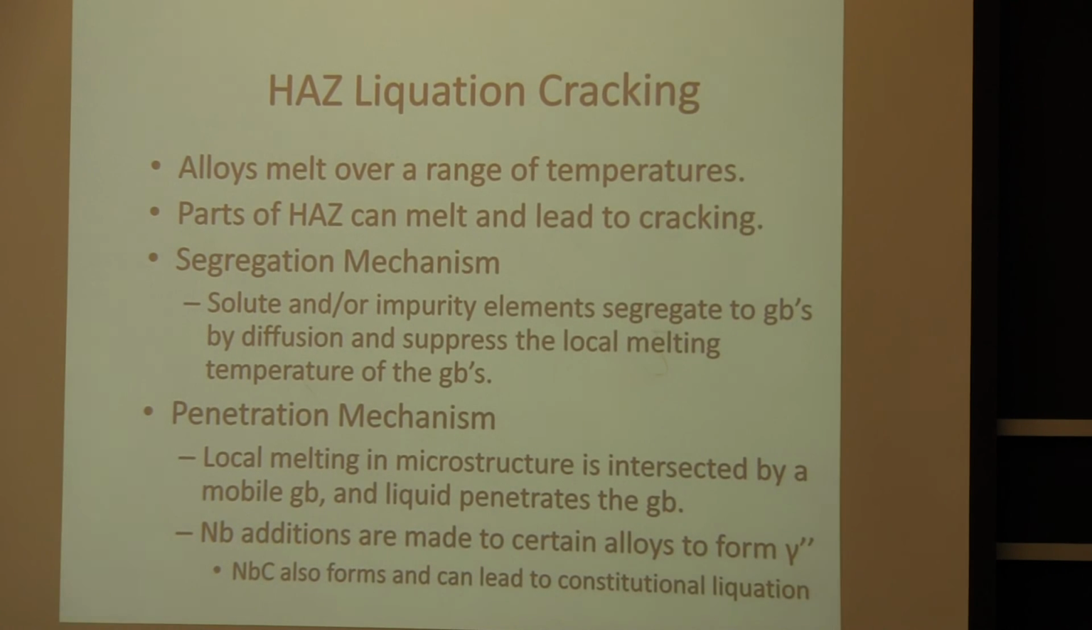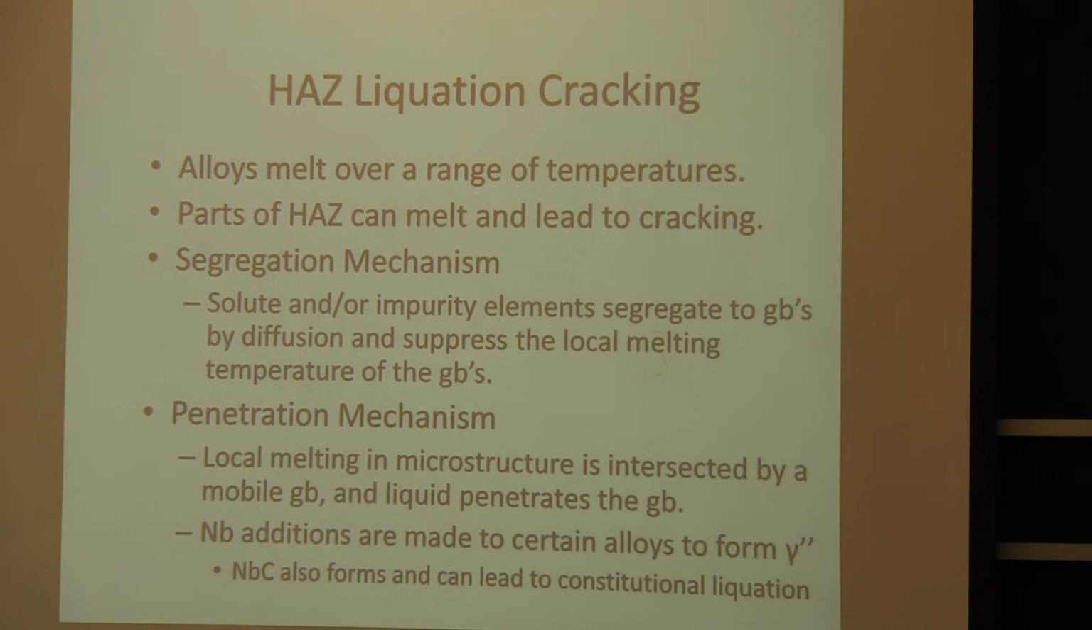So the next weldability issue that we'll be discussing is the heat affected zone. HAZ is heat affected zone liquation cracking. The heat affected zone is the region of material next to the material from the weld that was molten or liquid. So it was not melted, but it was definitely affected by the heat of the weld.